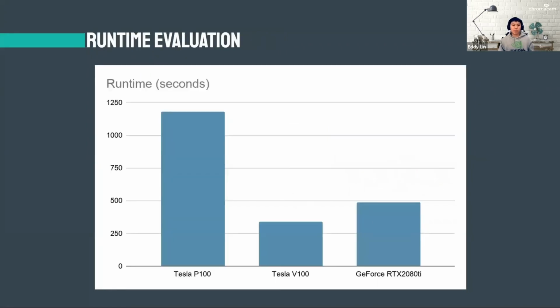That could potentially be because the algorithm is just not suited to volumes with very low noise. Next, let's talk about runtime evaluation. On the y-axis, we have the number of seconds, and we ran our algorithm on 3 different GPUs, the fastest being the Tesla V100. For us, it took 340 seconds to run the algorithm on the 50 by 50 by 50 volume. Now, let me tell you why this is absolutely amazing.